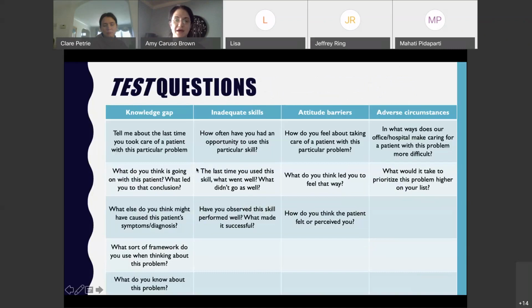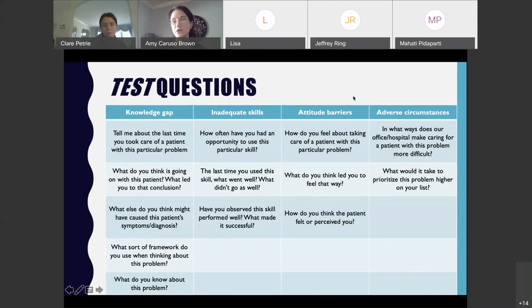This is the matrix of questions. So if you identify a knowledge gap, these are the questions that you can ask the learner. So for instance, asking them to reflect about the last time they took care of a patient with this particular problem. And these can be steered towards SDH, towards structural competency questions.